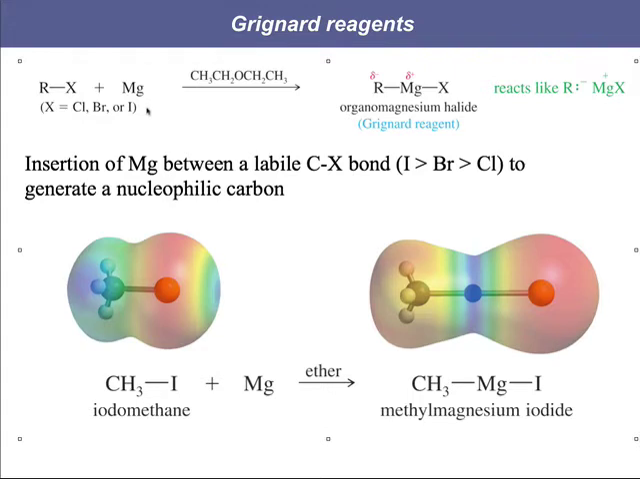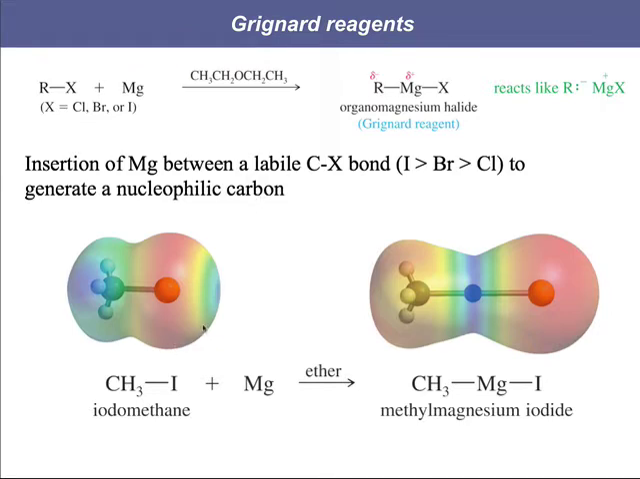oxidize from magnesium 0 to magnesium 2+, and it will make two bonds. It will insert itself between the R, between the alkyl group and the halogen. That is a labile C-X bond. This is a reactive bond, and magnesium can insert itself between the R and the X. Remember, magnesium is in the second column of the periodic table, which means that it makes a 2+ ion, which means that it's got room for two bonds. So that's why it inserts itself between the bond, so it can make two.